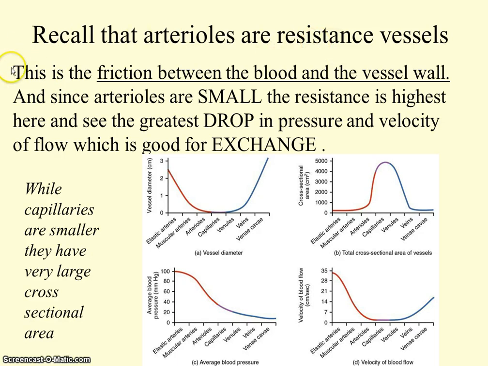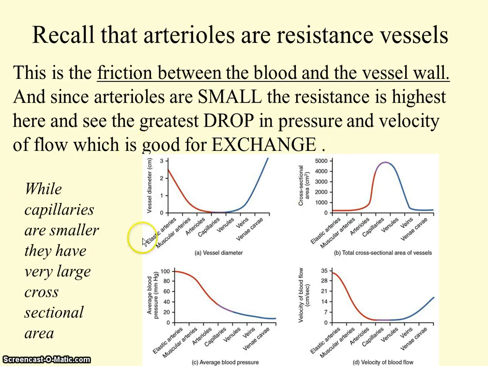And I say that overall, we define resistance as a friction. As I mentioned already, it's this drag, the friction between the blood and the vessel wall. And since arterioles are small, the resistance is highest here, and we see the greatest drop in pressure and velocity, the speed of flow, which is good for exchange. Again, we want to drop the pressure so that we're pushing out an adequate amount, and we're not stressing the walls of these smaller tubes. And we want to slow down blood flow because we want the opportunity to exchange, right?